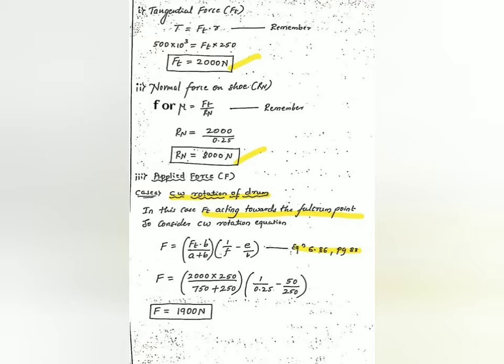Next is to find the applied force F. First, the clockwise rotation of the brake drum. For clockwise rotation of the drum, the tangential force Ft acts towards the fulcrum point. For this particular figure in the data book, the equation is 6.86, page number 88. We directly copy that expression to find the applied force F. Substituting all the values, we get F as 1900 Newton.